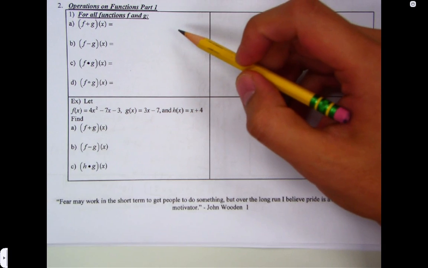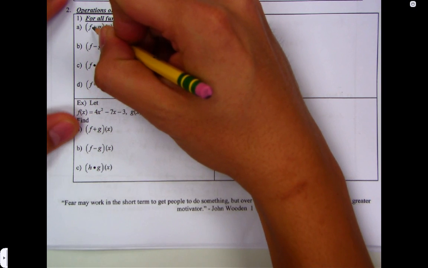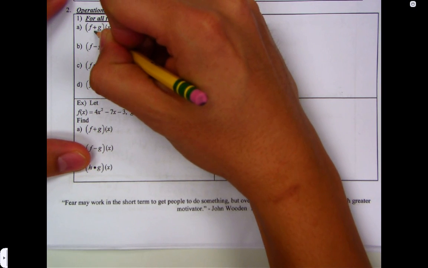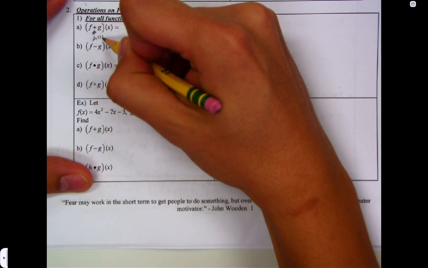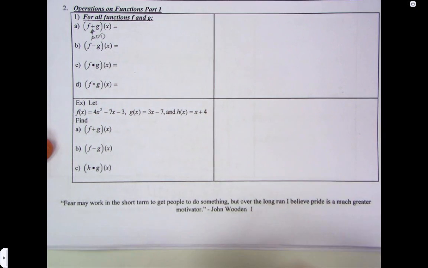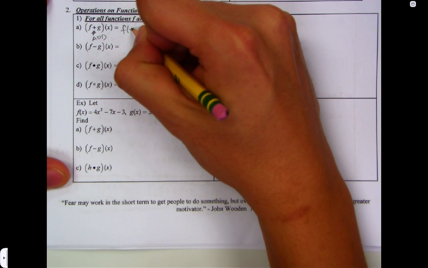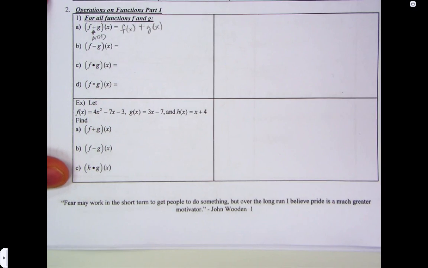Alright, today we're going to learn how to do operations on functions. Now, this is read f plus g of x. Right in the middle, it tells us the function to do. The plus means add, so you're going to add the two functions. Another way to write this is f of x plus g of x. This does not mean multiply, it just means add the two functions.